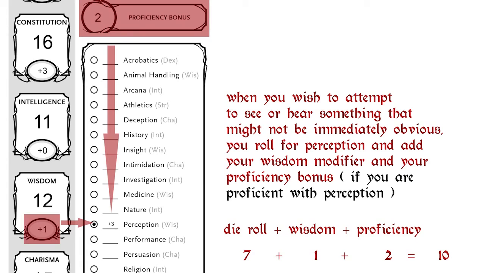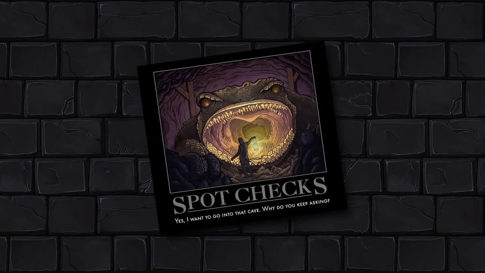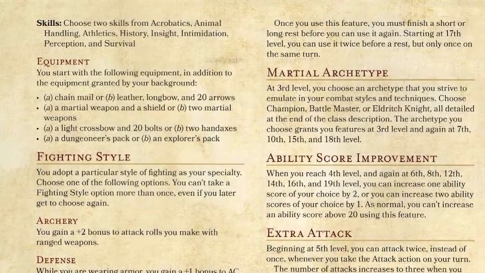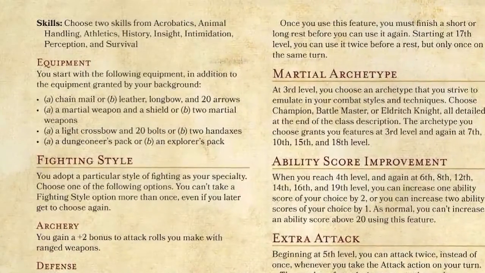But then you're also proficient in perception, right? And that means that you get to add your proficiency to the roll, which is at different levels a different thing, but at level 1 it's going to be a +2, so that's a total of 10. And there you go. You roll 10, your DM is going to tell you whether you can hear what's coming to eat you or not. So that's how it works. That's how everything works. Moving right along, just because your character sheet is going to demand a few other things.